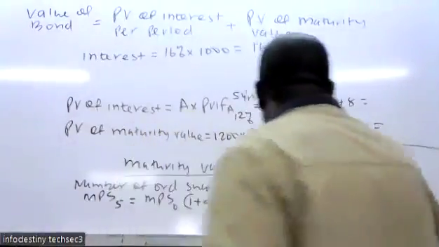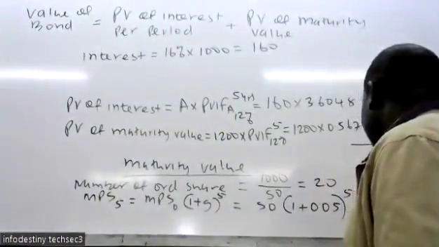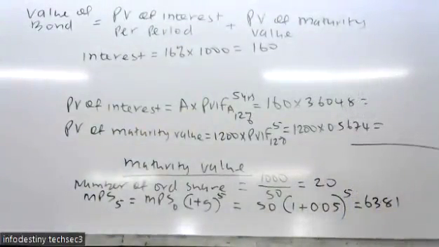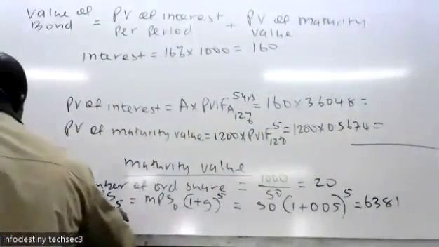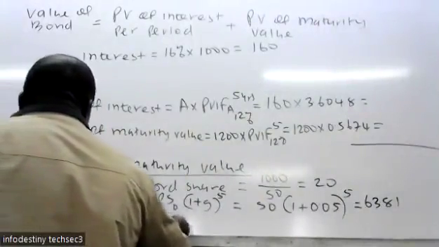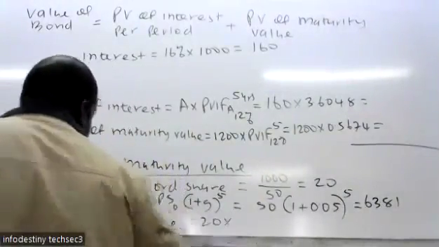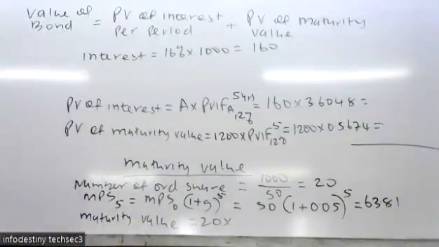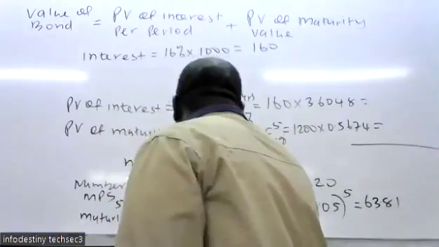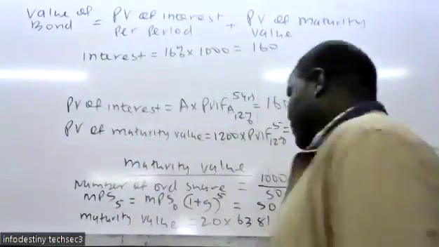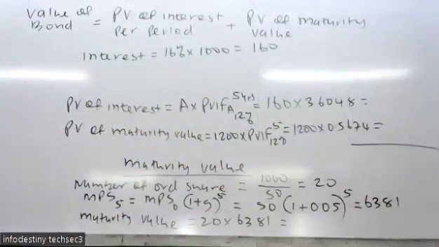63.81. So we get 63.81. So now after that, we get the maturity value of the bond. So the maturity value, it was converted into 20 ordinary shares. But after 5 years, each share is going at 63.81. So multiplied by 63.81, we get the maturity value of the bond when it has been converted into 20 ordinary shares.